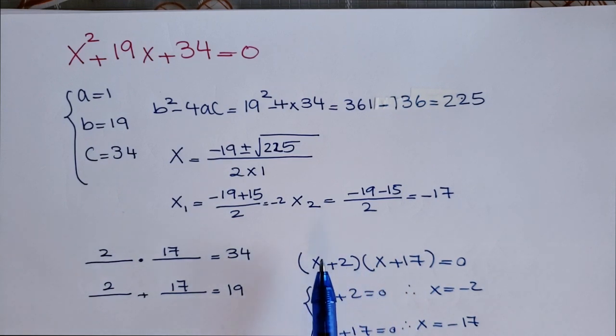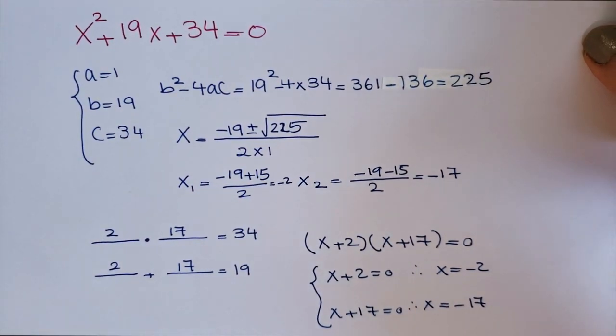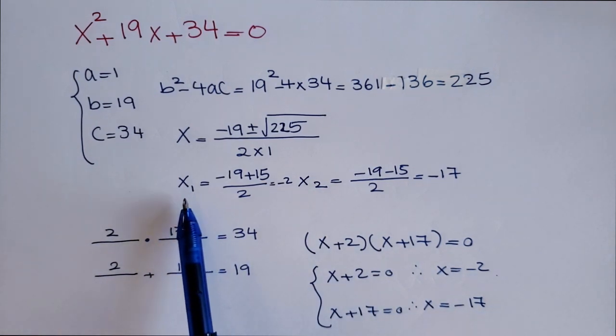And then when a times b is equal to 0, either a is 0 or b is 0. If a is 0, the x would be -2. If b is 0, the x would be -17. So if you can see from the factorization method, your answers, your roots are -2 and -17, which is exactly the same as the quadratic method, which is -2 and -17.